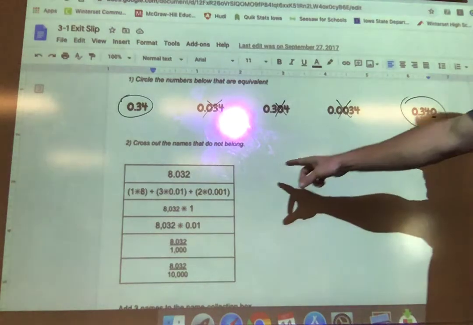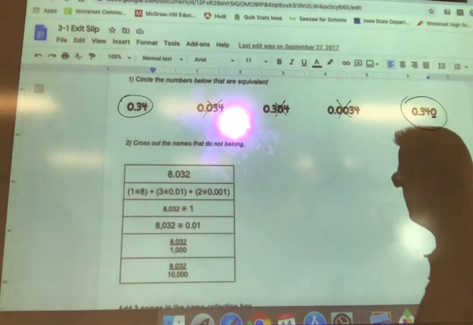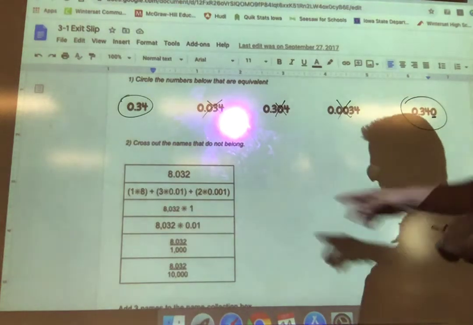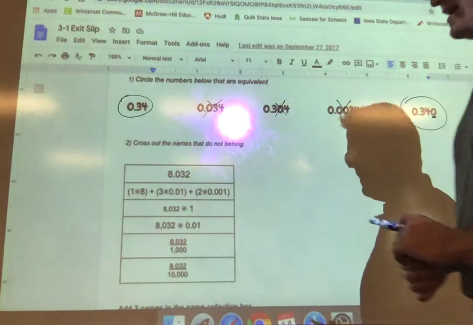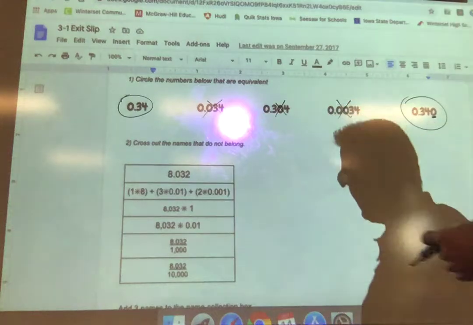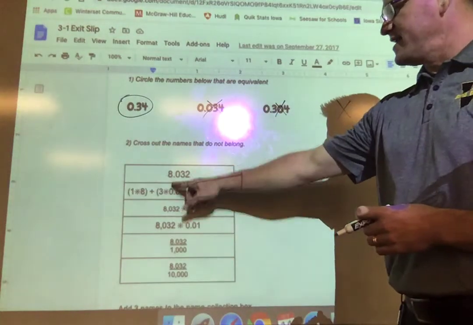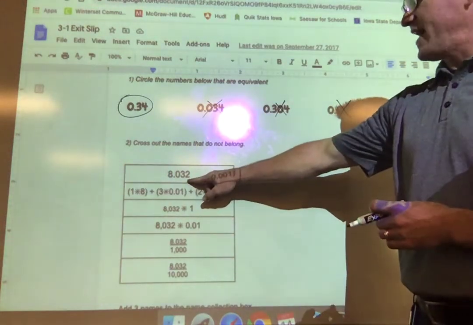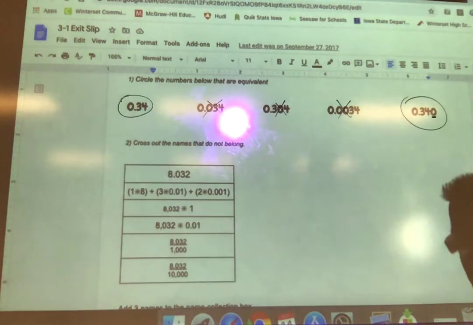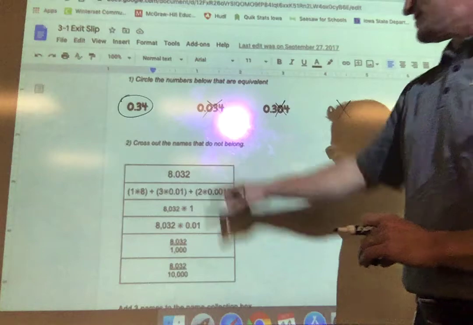Okay. Number 2, we're supposed to cross out the names that do not belong in this name collection box. Okay, so I always want to say the number here and see how to say it and the value of it. And this would be 8 and, remember there's a decimal, we say and, 32 thousandths. And 32 thousandths, so we're looking for all the things below in this box that have that same value.